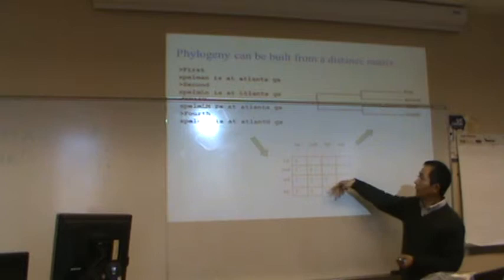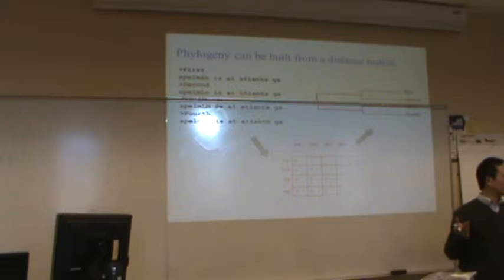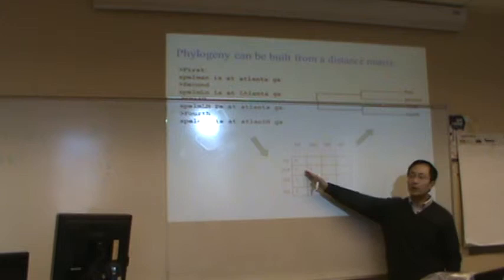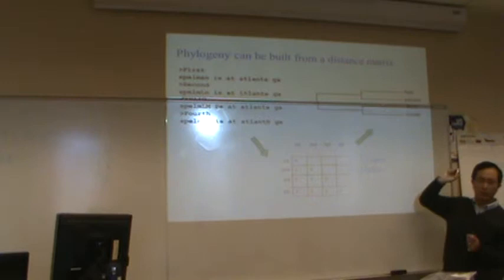And this is something we call a distance matrix. The distance between me and myself is zero, so all diagonals should be zero, but off-diagonal there are some distances. Those are pairwise distances. This is called a distance matrix. And from this distance matrix, we can generate a phylogenetic tree. So how do we do that?